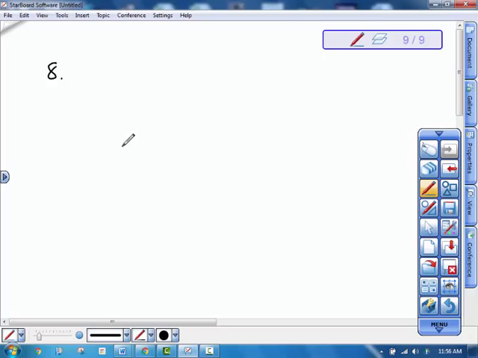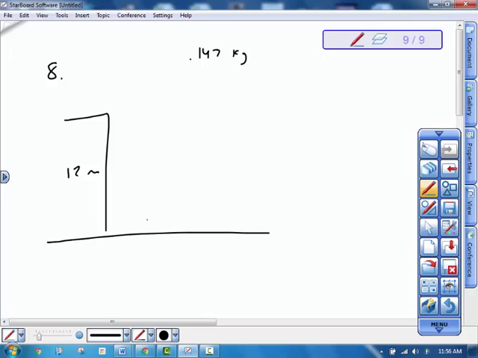Next question is question 8. It says, Quan stands on the edge of the building's flat roof 12 meters above the ground and throws a 147 gram, or I'll do 0.147 kilogram, baseball straight down. The ball hits the ground with a speed of 18 meters per second. So here we're going to have a velocity of 18 meters per second. What was the initial speed?